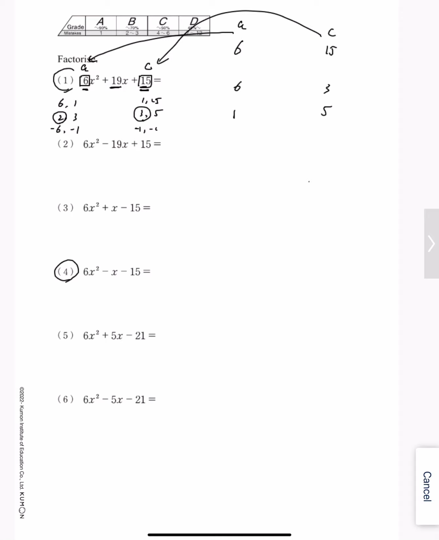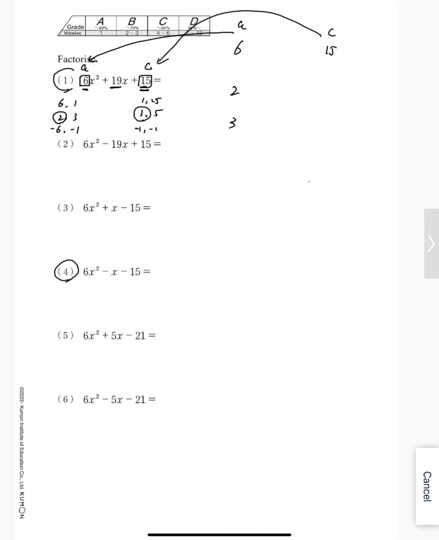What I'm trying to do is see if 6 times 3 plus 1 times 5 is going to give me 19. So let's try it out. 3 times 6 is 18, plus 5, that's 23. That's not 19, so this combination is wrong. So I have to try other combinations. In this case, I will try 2 and 3 as the factors.